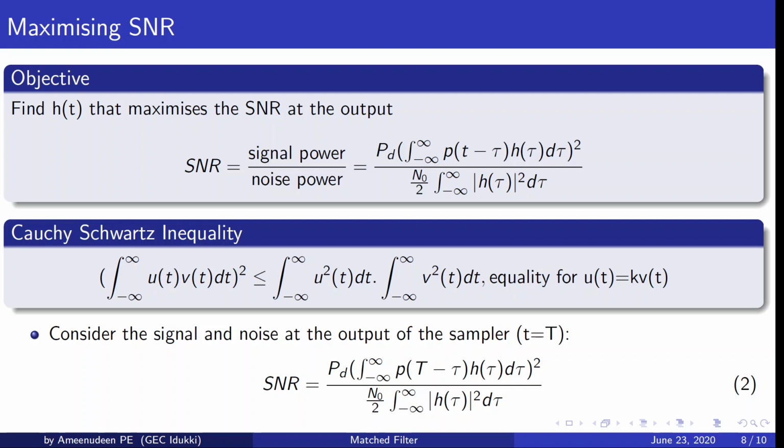Now consider the signal to noise ratio at the output of the sampler, that is t equal to capital T. Now this capital T is the pulse duration. So we have to sample at each pulse duration to get the message.